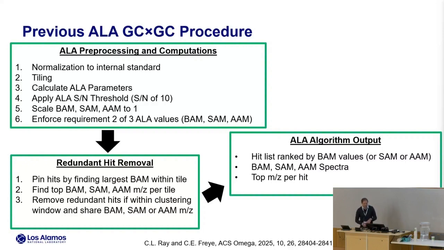So we pick that. We scale our BAM, SAM, and AM to 1. And then we enforce this requirement that you have to have a BAM with a signal to noise greater than 10, and then a SAM and an AM. So what that does is you have 10 to the 23rd. We didn't take the math any further, but pretty much if you detect it with a BAM and then a SAM or an AM, it's a guaranteed statistical change. We can go through, remove our redundant hits, and then we get this nice output.